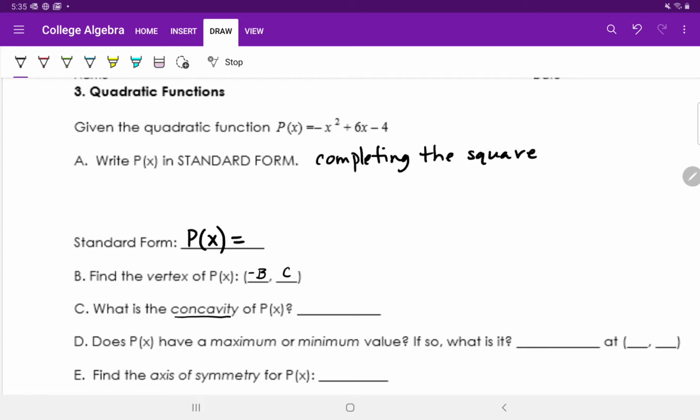Remember, concavity, we're talking concave up or concave down. It's going to be one or the other, and it depends on the sign, positive or negative, in your leading coefficient.